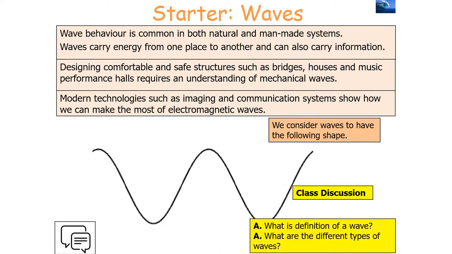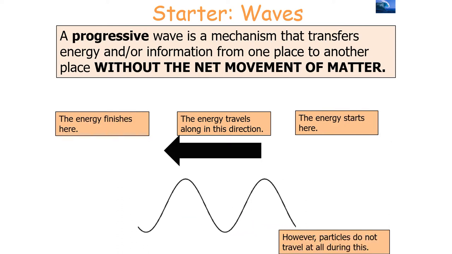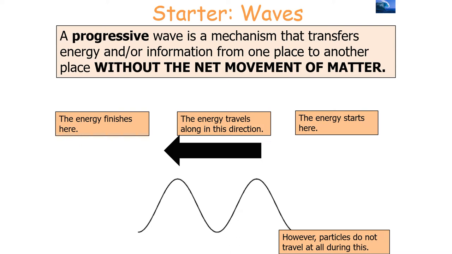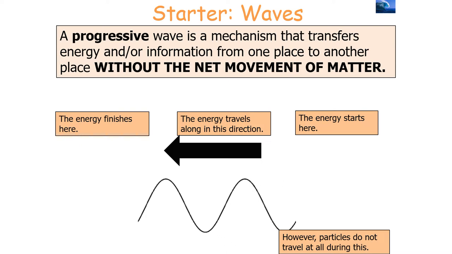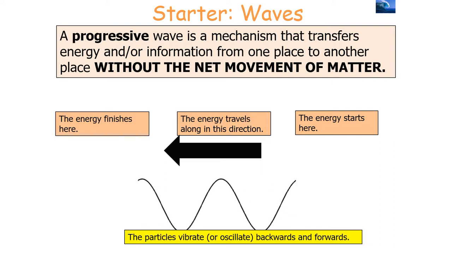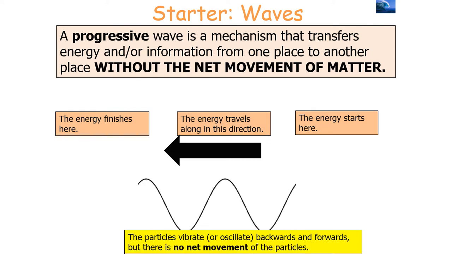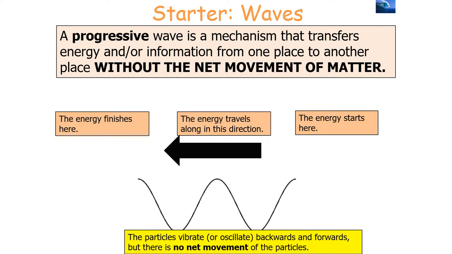But what is the definition of a wave and what are the different types of waves? So as mentioned before, a progressive wave is a mechanism that transfers energy and or information from one place to another without the net movement of matter. So you'll notice that in this situation, energy is traveling in a particular direction, but the particles do not travel with them during this. Instead, the particles will oscillate or vibrate backwards and forwards, but throughout our wave motion, there is no net movement of the particles.